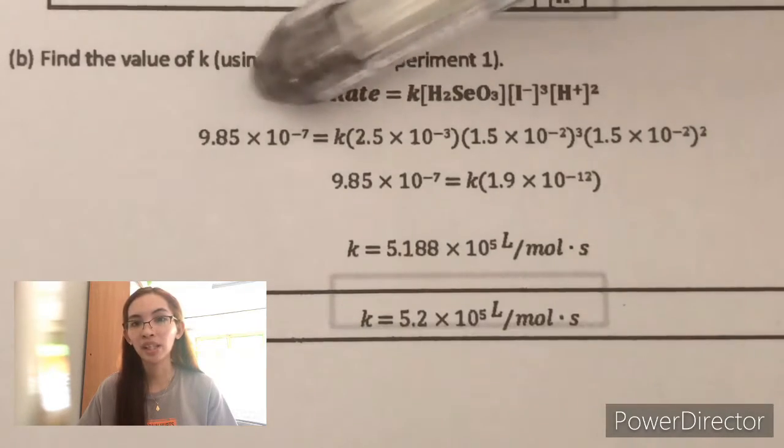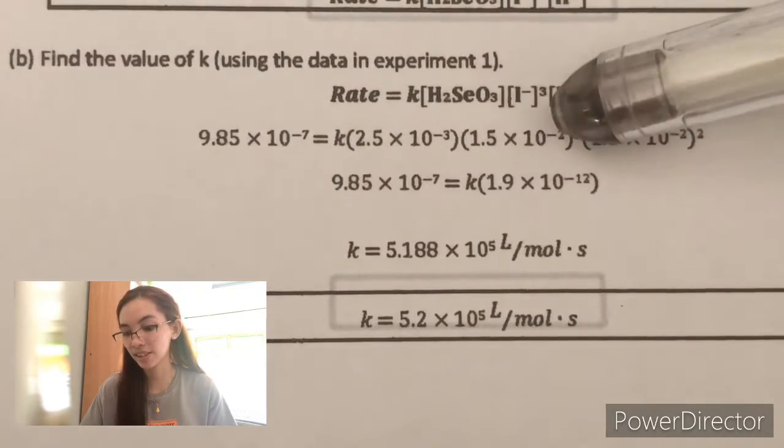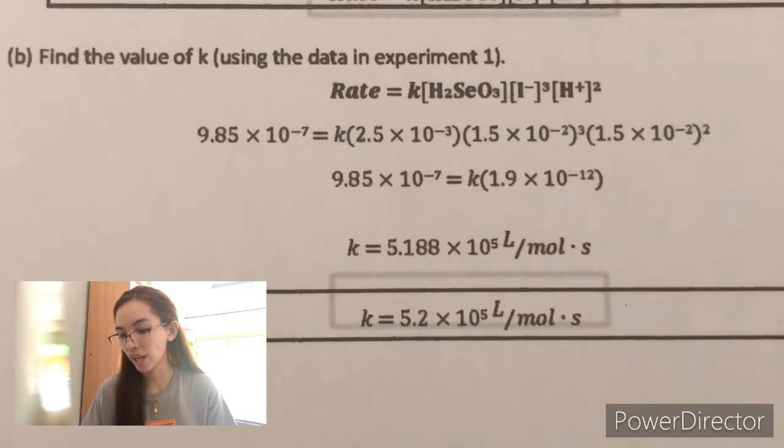So we substitute the initial rate, which is 9.85 times 10 raised to the power of negative 7. And then on the right side of K are the values of selenious acid, iodide, and lastly the hydrogen, which has the same value as iodide.